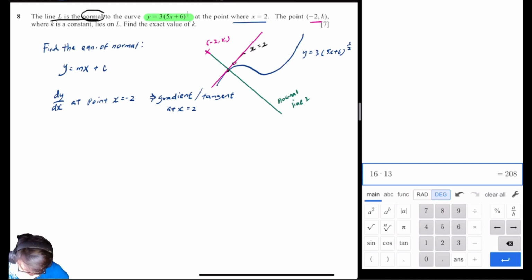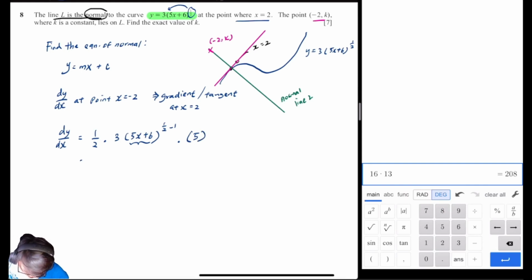Given that y is equal to 3 square root of (5x plus 6), we have to find dy over dx. So move the power in front. It will be 1 over 2 multiplied by 3 times (5x plus 6) to the power of 1 over 2 minus 1. By the chain rule, we should find the derivative of the inside. That will be 5, and then plus 0. So it will be 15 over 2 times (5x plus 6) to the power of minus 1 over 2. But is that it?